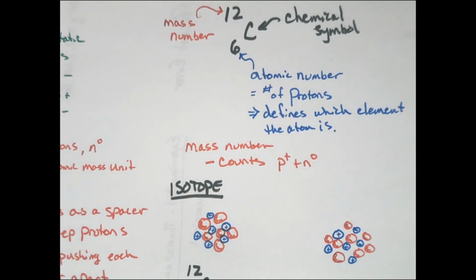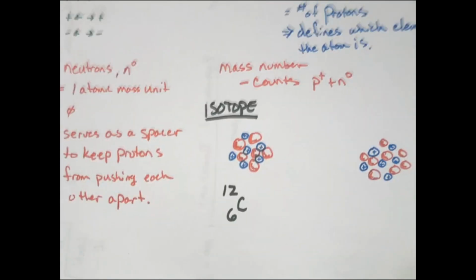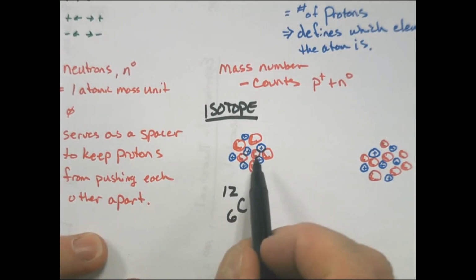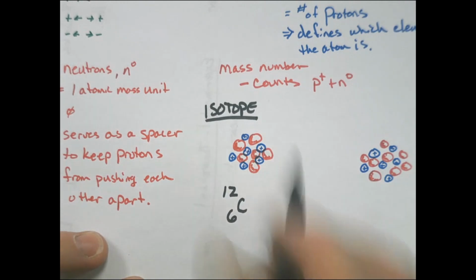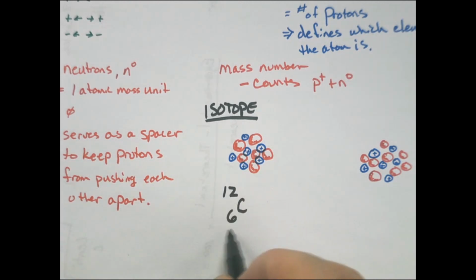Okay, how do we know that? There are 6 protons. We have the 6 blue ones, 6 protons, and so the 6 is our atomic number. There are a total of 12 things in the nucleus. That would be the mass number, 12. Because there are 6 protons, the chemical symbol is C for carbon, because this is atomic number 6.